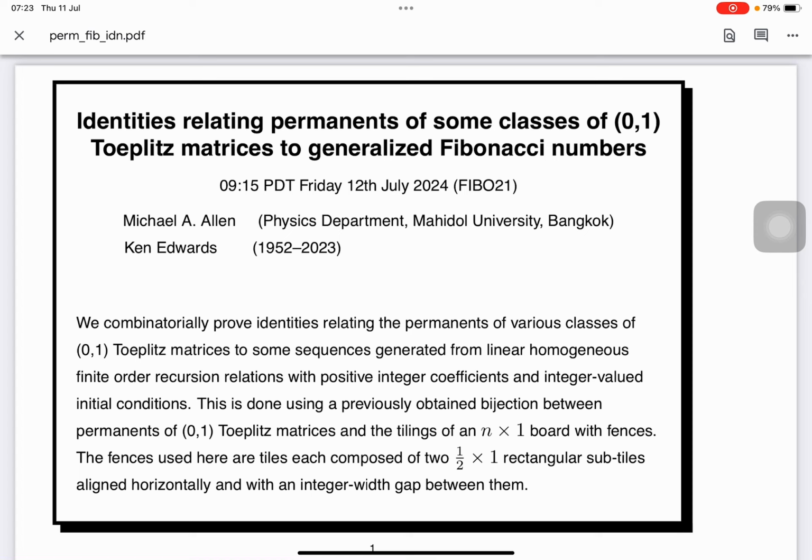Ken came up with the idea of a fence tile, a tile made up of two pieces a fixed distance apart. And he first used these to generate Pascal-like triangles whose rows sum to give interesting sequences. And he then found a bijection between fence tilings and permutations. And the work I'm presenting today follows on from that and stems from his final communication with me about tiling.